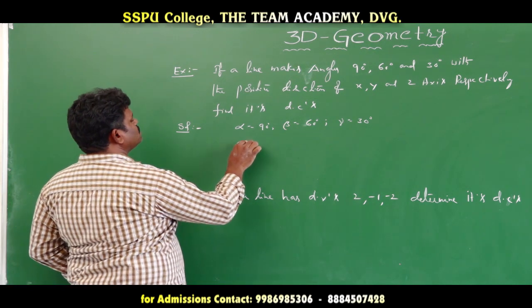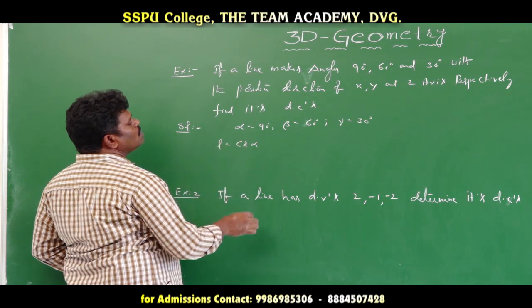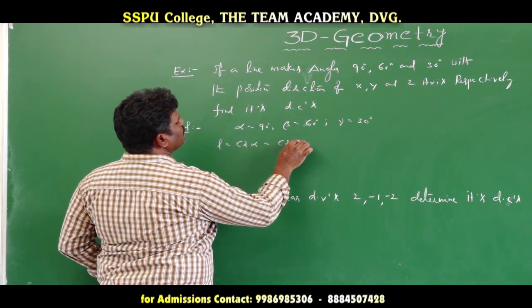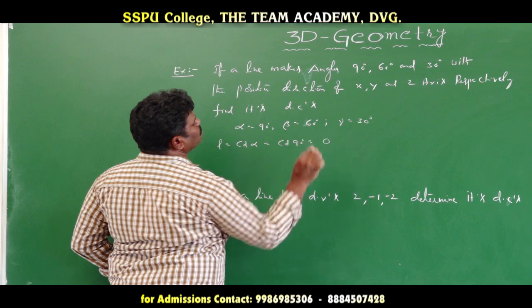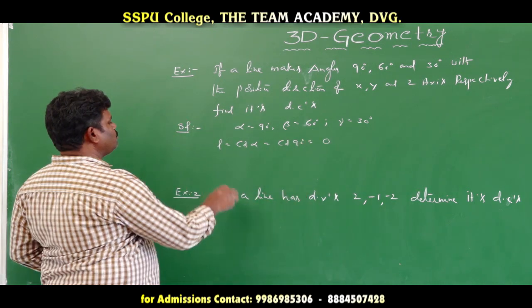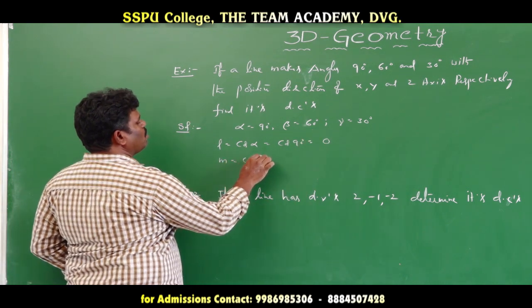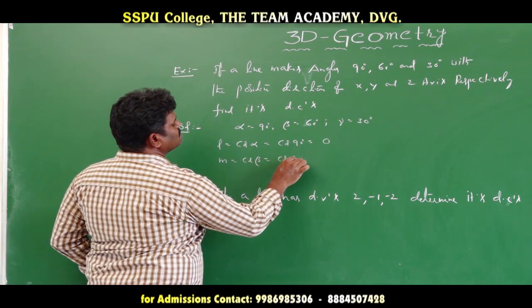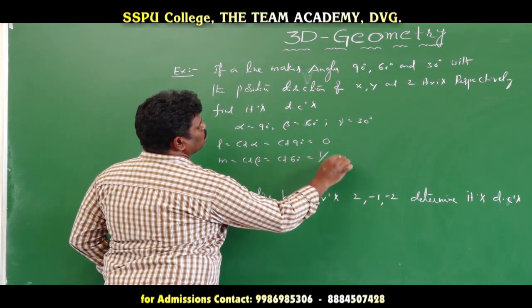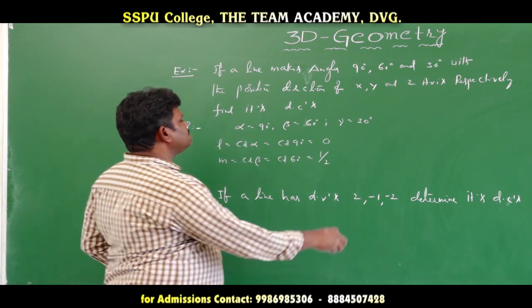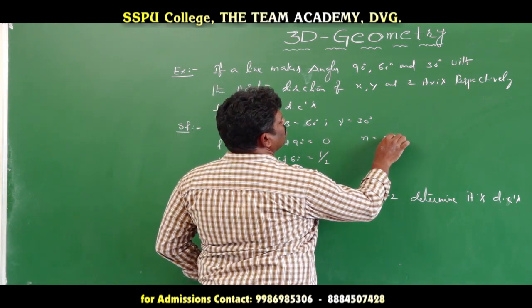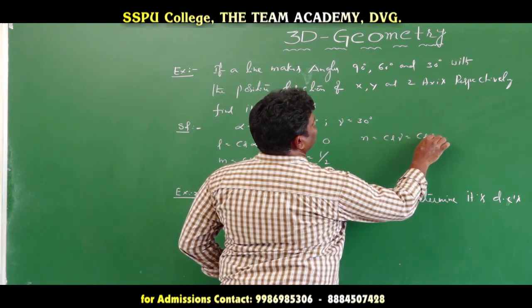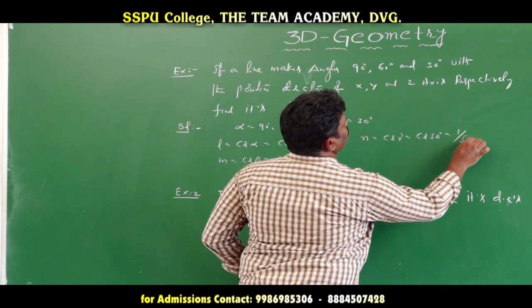So first, l is equal to cos alpha, and cos 90 is equal to 0. Next, m is equal to cos beta, so cos 60 is equal to 1 by 2. Then n is equal to cos gamma, and cos gamma is nothing but cos 30, that is equal to 1 by root 3.